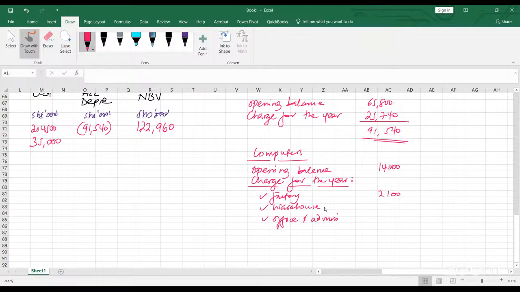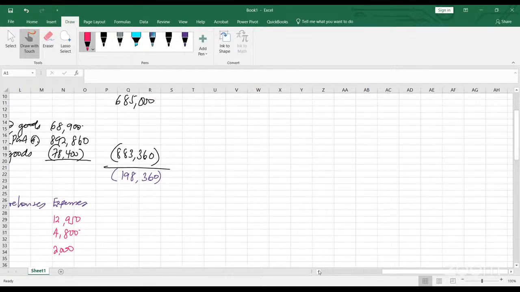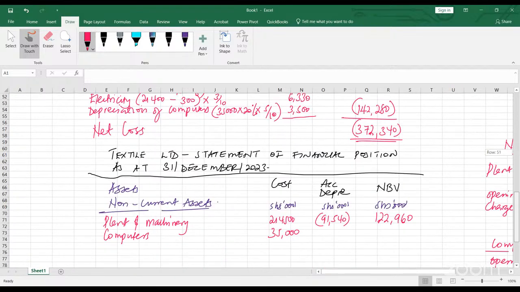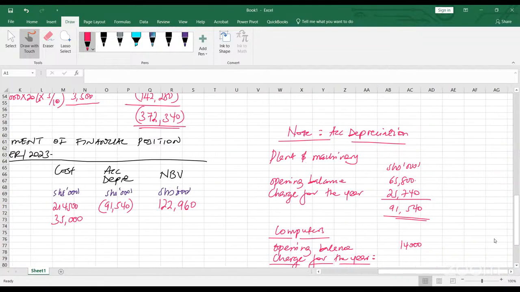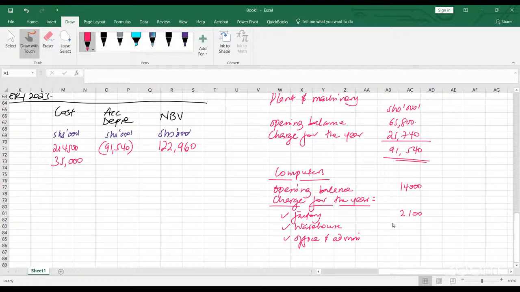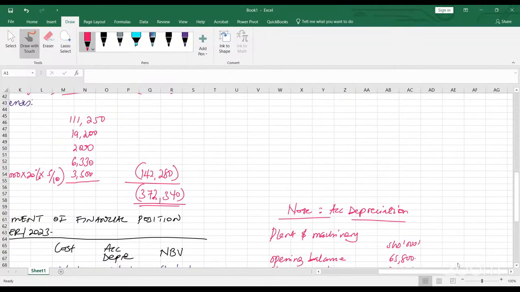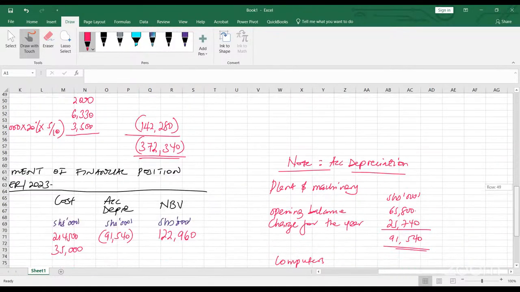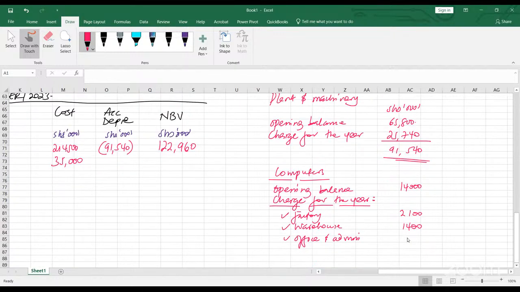Warehouse, how much did we take as the depreciation for the computers? Check your profit and loss. We can get this from up here. Selling and distribution, computers, that is 1,400. Then office and admin, we took 3,500.